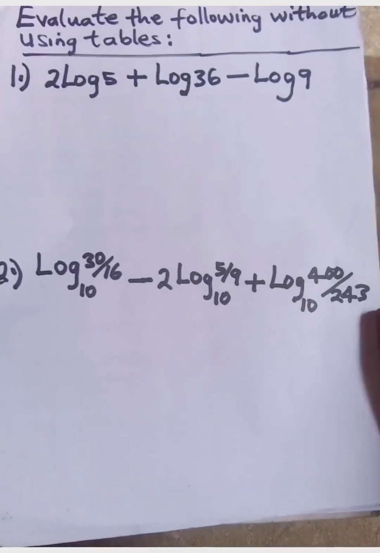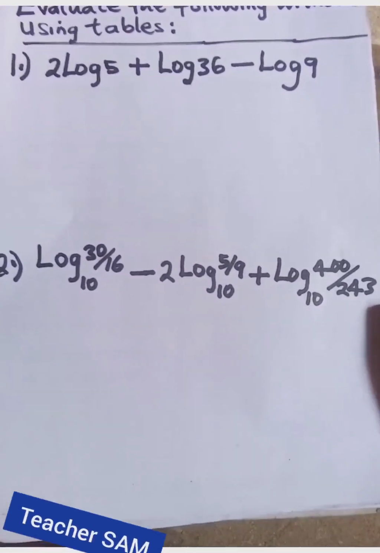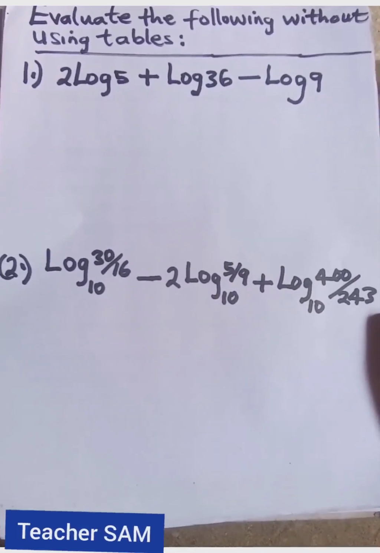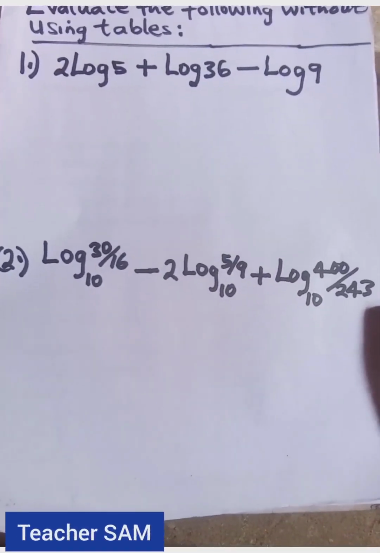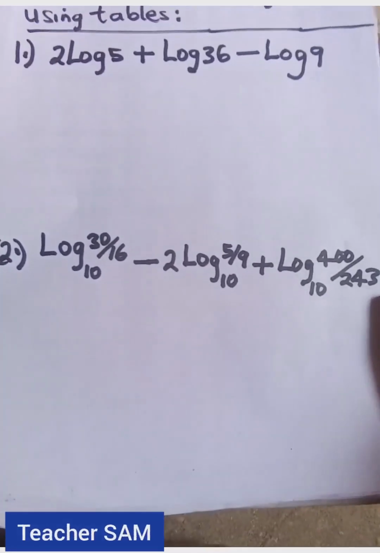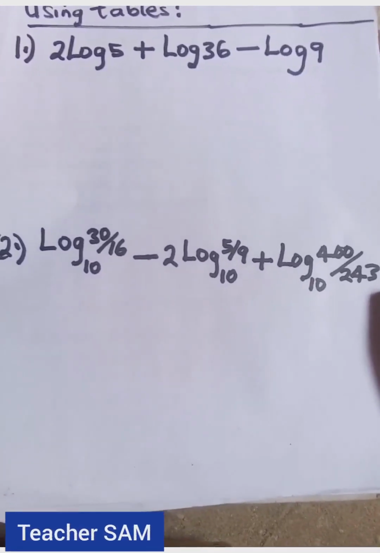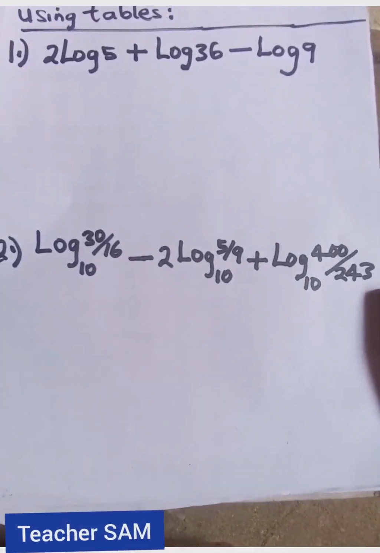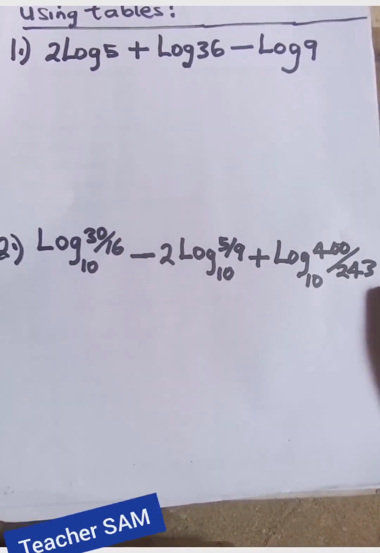So we continue from where we stopped. We are looking at another question still on logarithms. Evaluate the following without using tables. We have question 1 that says log 2 log 5 plus log 36 minus log 9.